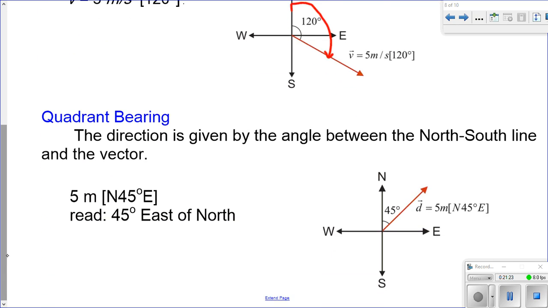Sometimes we talk about quadrant bearings. So again, northeast, southwest quadrant, and I can go north 45 degrees east. I start by going north, then 45 degrees in the east direction. If it was north 60 degrees west, I'd start at north and then go 60 degrees in the west direction. That's how we do quadrant bearings.